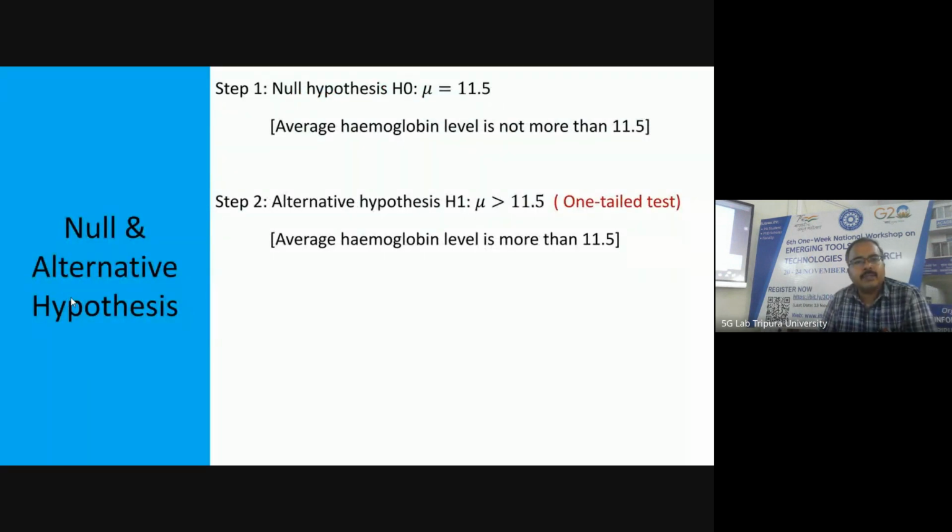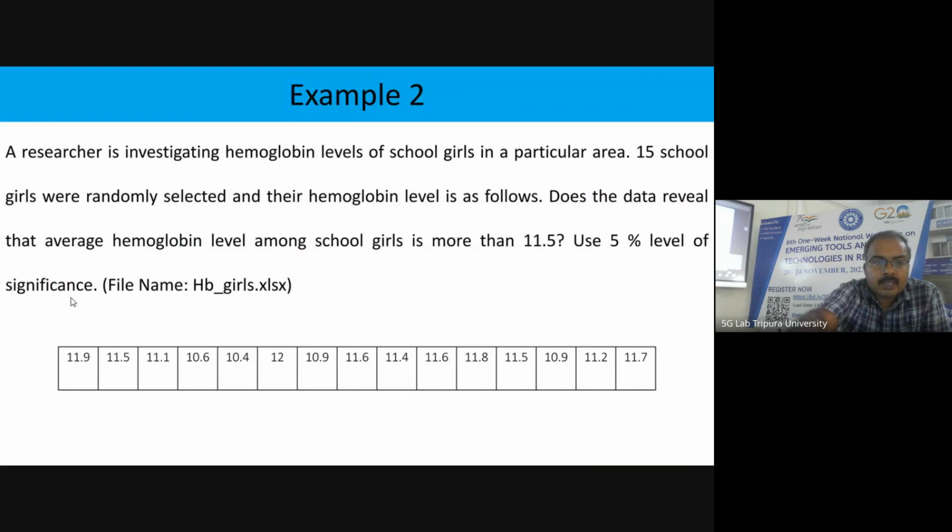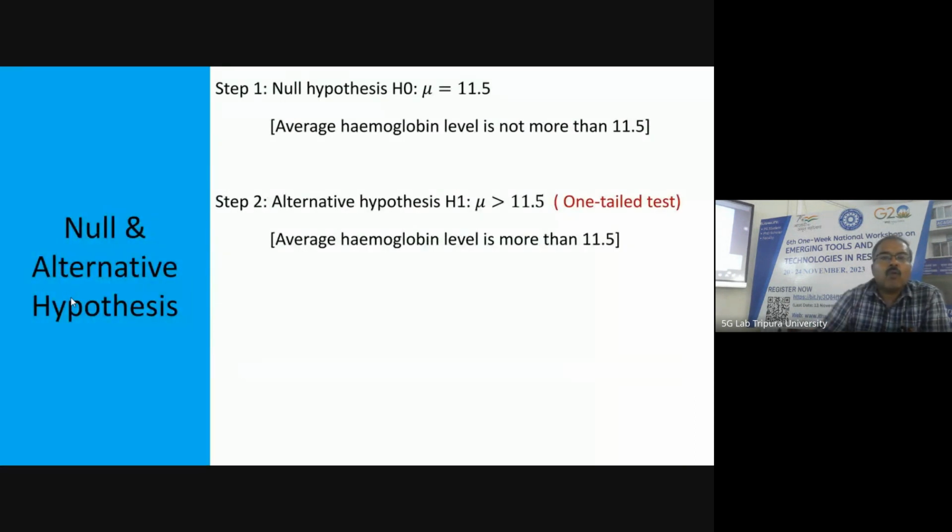Again, the same steps. Step 1 is the null hypothesis. You form a null hypothesis, which is here mu equal to 11.5. That has been given to us. Now, what was the problem? The average hemoglobin level of a school girl is more than 11.5. More than 11.5 means it is a one-tailed test: mu greater than 11.5.